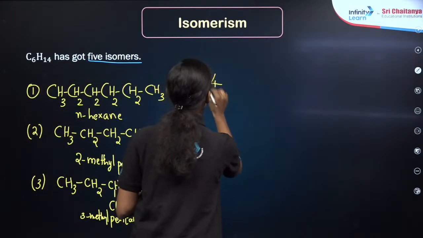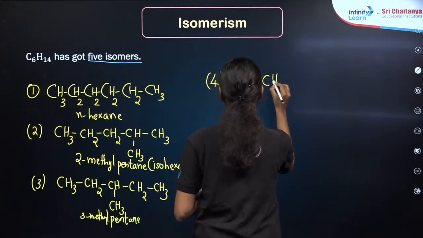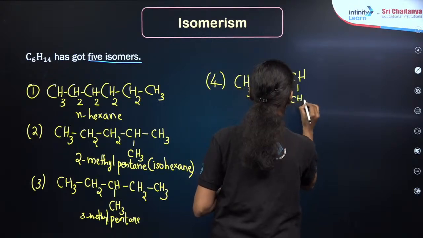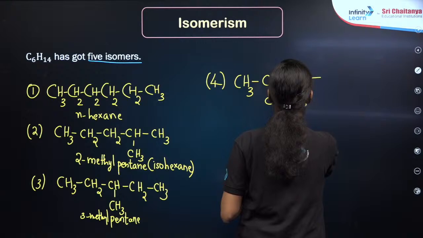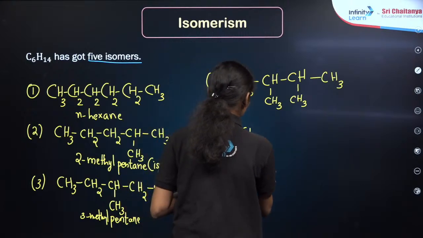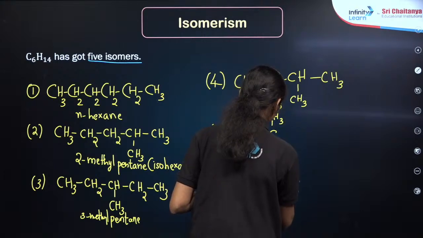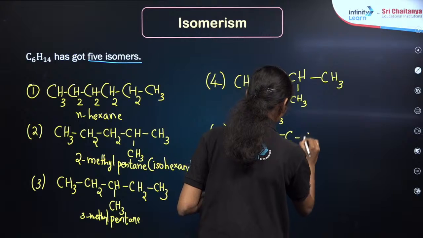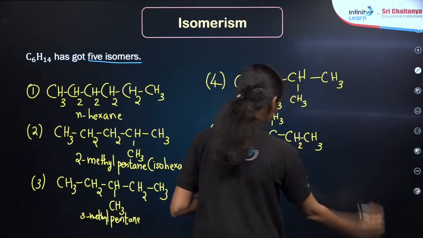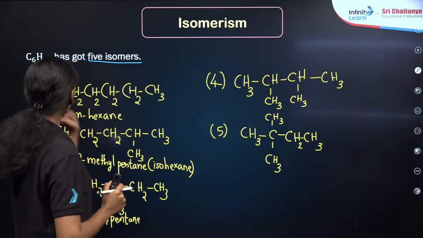Then what about the fourth isomer here? Fourth isomer. Right? Are you able to understand? These are the 5 different types of isomers of hexane.